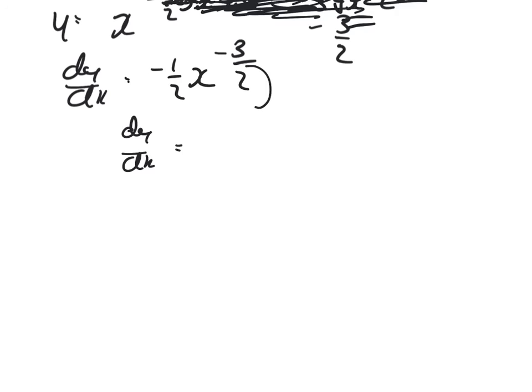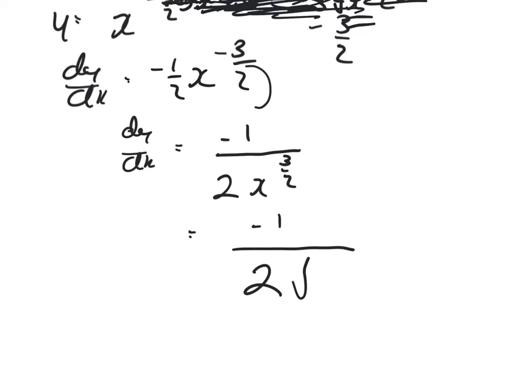Okay, so I can now bring that back down, make it positive, so that will be minus 1 over 2 lots of x to the positive 3 over 2. And finally, reintroduce the root symbol, minus 1 over 2 lots of the square root of x, all cubed. Okay, let's try this one. So y equals 1 over the 5th root of x.